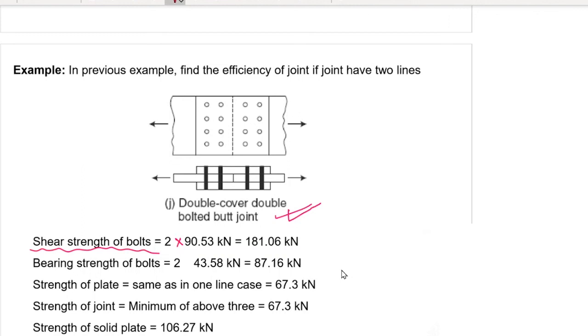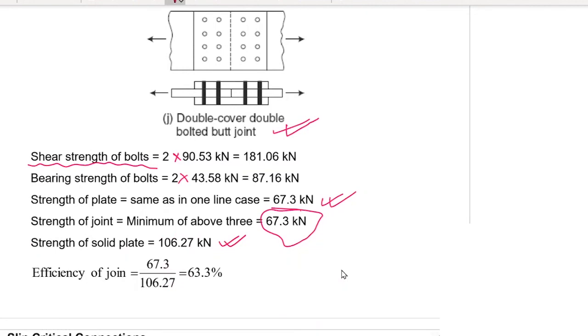Similarly, the bearing strength will also be doubled, and the strength of plate will remain the same as in the earlier case, and the minimum of all these three will be 67.3 kilonewton. So you see how the plate now becomes weaker than the bolts. That's why the strength of plate becomes the strength of the joint, because that becomes the minimum out of all these three values of strength. And when we calculate the strength of solid plate, which is again the same, and then calculate the efficiency of joint, you divide the strength of joint by the strength of solid plate and multiply by 100, and the efficiency of joint comes out to be 63%. So this is how we calculate the strength of joint and the efficiency of joint in different cases also.